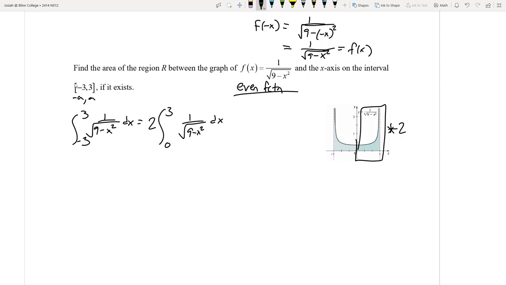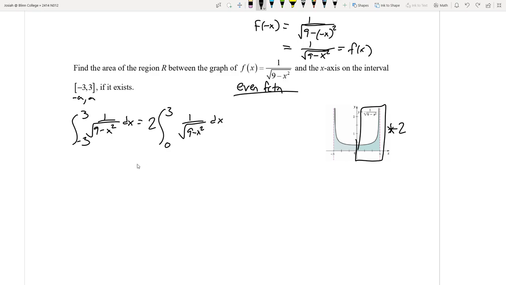Second, you do have to have this situation where you're going from -a to a. Actually, you really should check this first, because if this was like -2 to 4, then we wouldn't bother checking to see if it's even, because that wouldn't matter anyway. So check to make sure that you're doing -a to a. Once you establish that, you can see if your function is even. If both of those things are true, you can actually look at 2 times the integral from 0 to a, which in this case is 3.